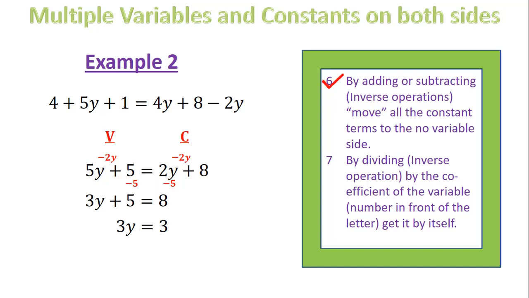Done. Step 7. By dividing by the coefficient of the variable, get it by itself. So what number is in front of my letter? I have a 3 in front of my y, and so I divide both sides by 3. On my left-hand side, 3y divided by 3 gives me y, and that equals 3 divided by 3 is 1. And so that is step 7 done. And that is my answer to my equation, y equals 1.